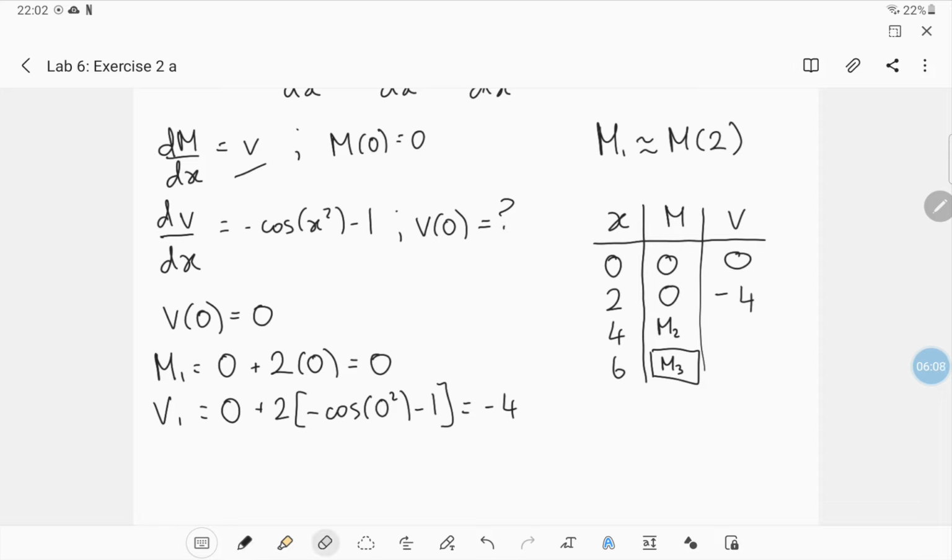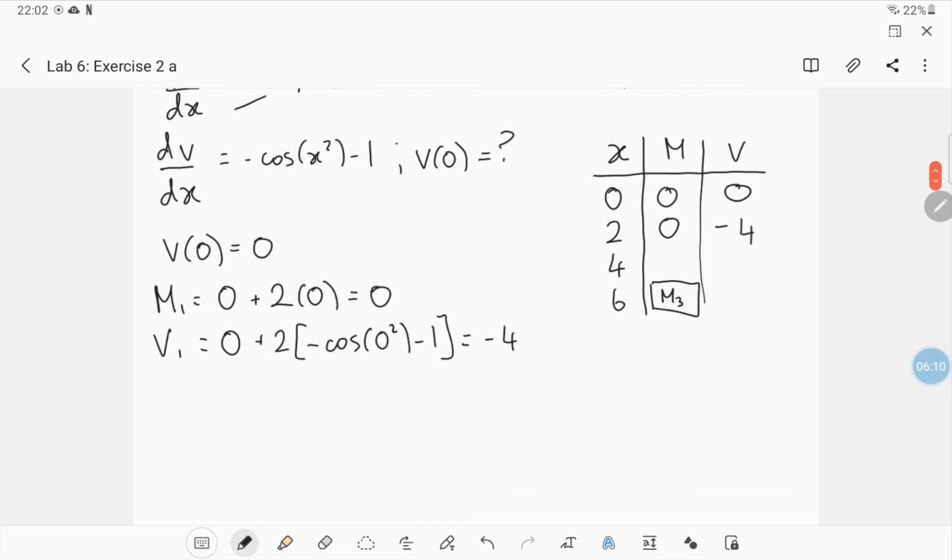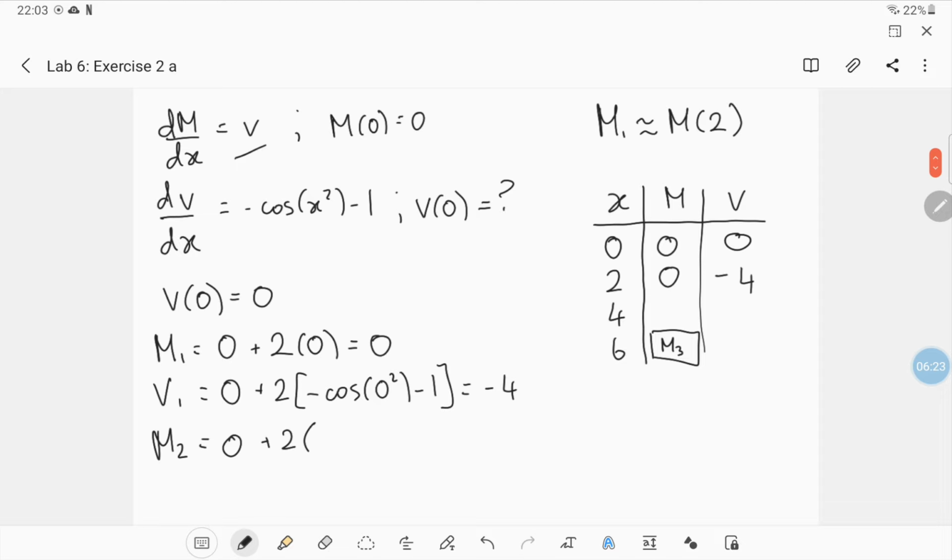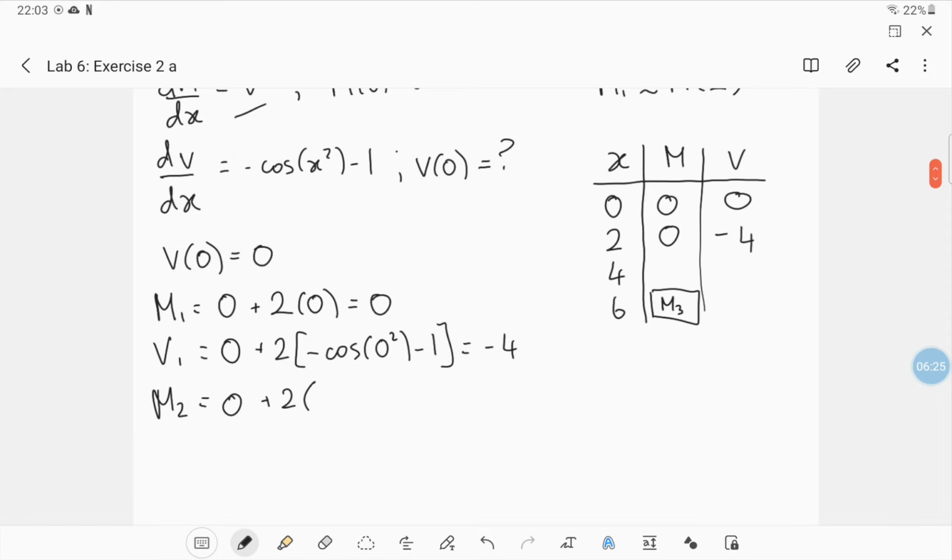Okay, and we'll go again. So m2 is equal to the previous m value, which is still 0, plus 2 times the previous slope, and the derivative slash slope of m is v, and the previous v is minus 4. So we get minus 8 here.